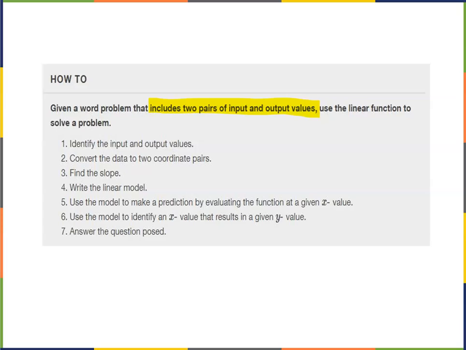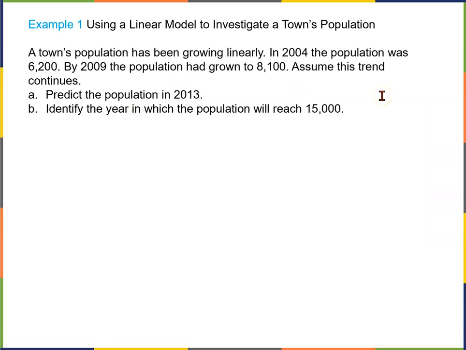Number one, identify the input and the output values. Then you convert the data to two coordinate pairs. Then find the slope. Write the linear model, the equation. Then use that model to make the prediction by evaluating the function at a given x value. Use the model to identify the x value that results in a given y value and answer the question posed. And this is what we're going to do for the first problem.